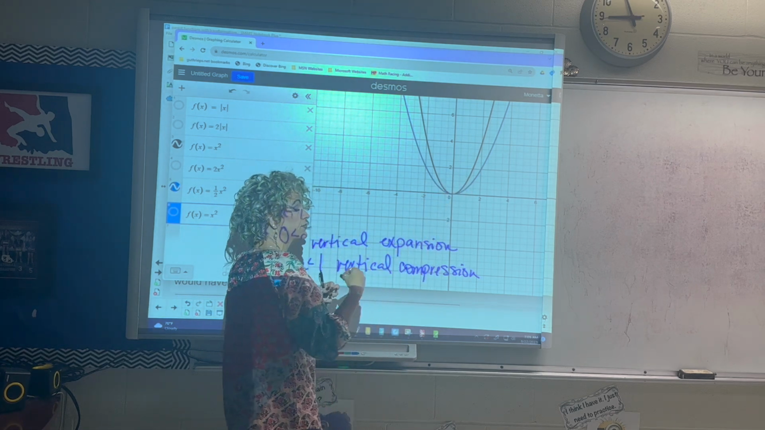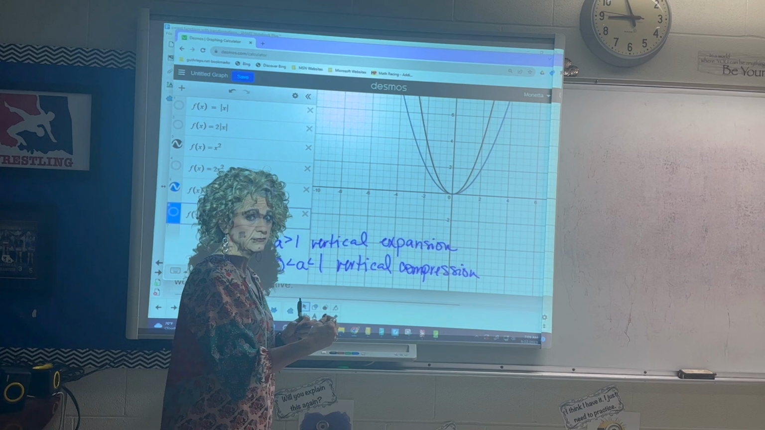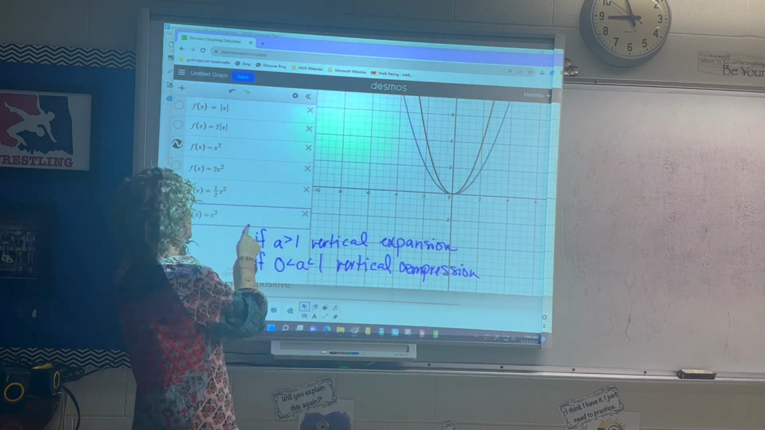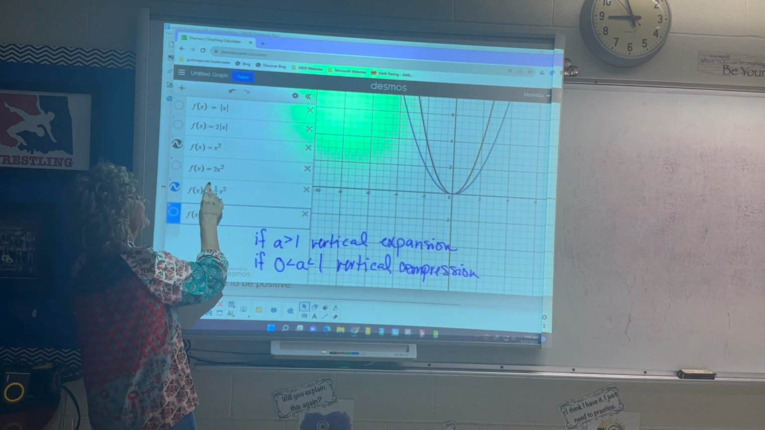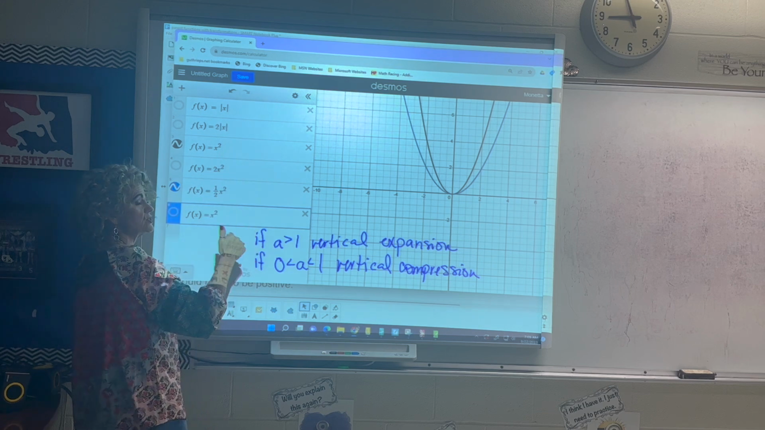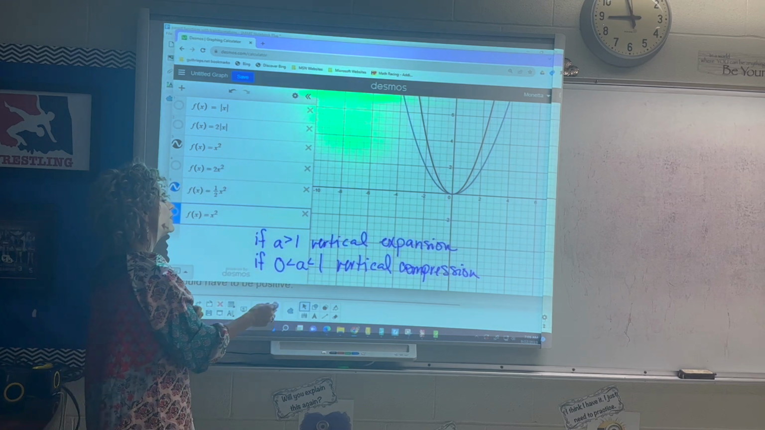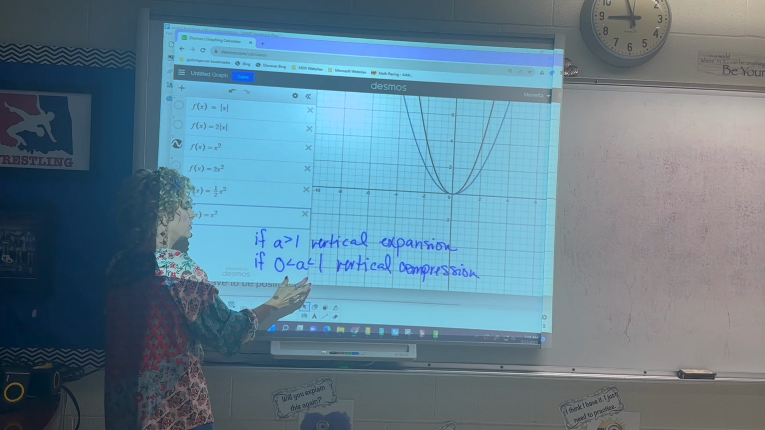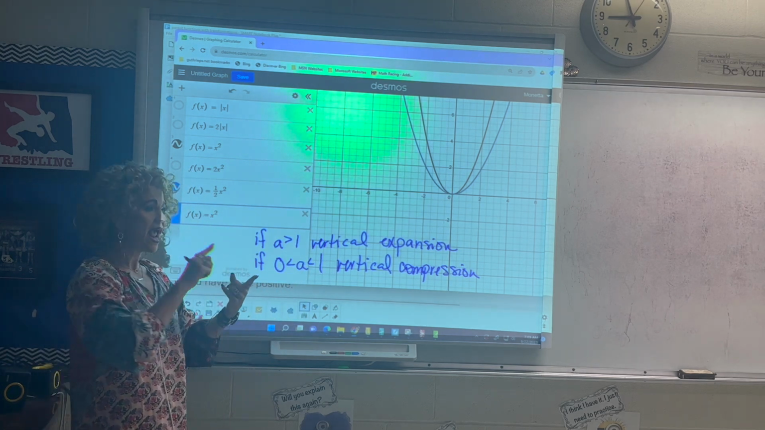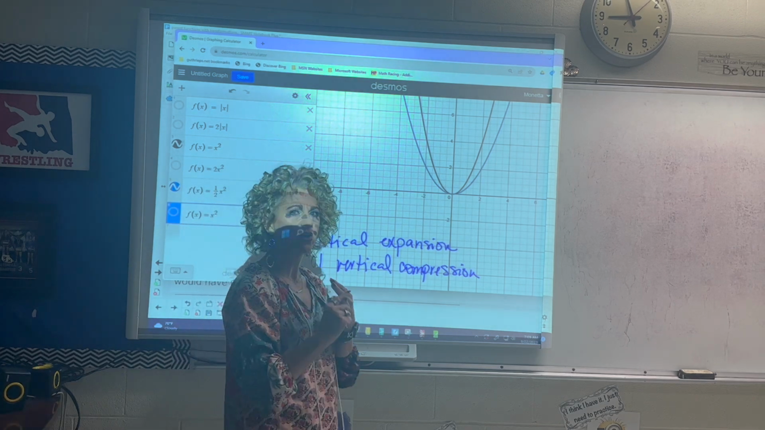I'm not looking at the appearance of the graph. I'm considering the output of the graph. My output of this graph is smaller than the output of this graph. Each time, every time, all the time, if my leading coefficient, my A value, is between 0 and 1. It will work on every single parent function we get.